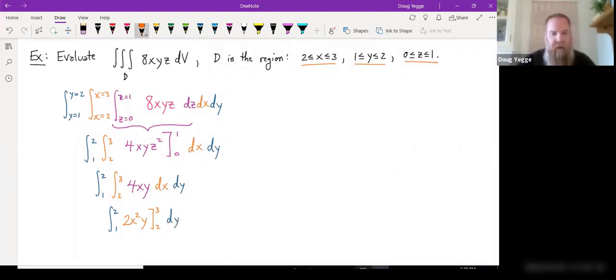Okay, well, now we plug in 3 and 2. We apply the fundamental theorem. We plug these in for the x coordinates. So that's going to give me, plugging in 3 gives me 18y minus, now we plug in 2, and that's going to give me 8y. And therefore, we're integrating 10y.